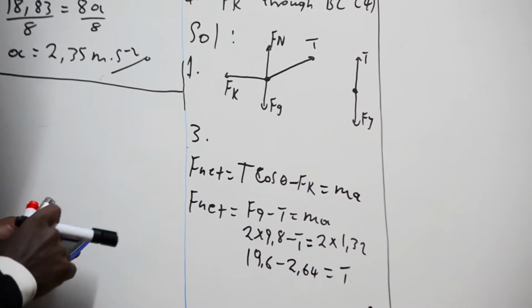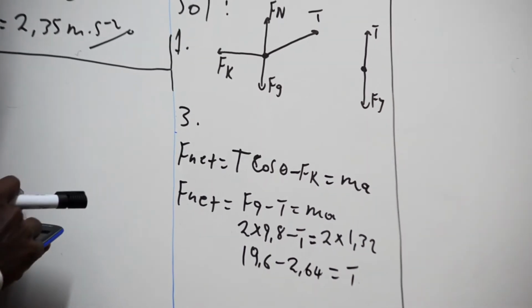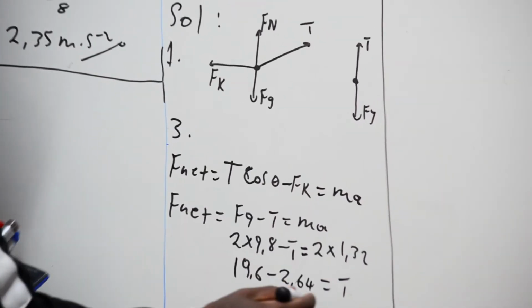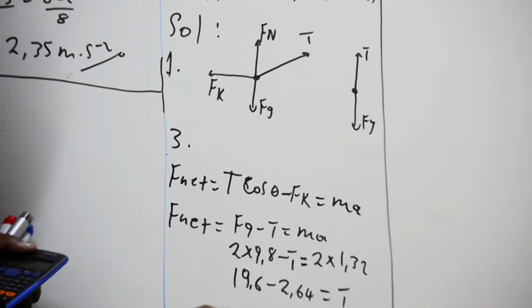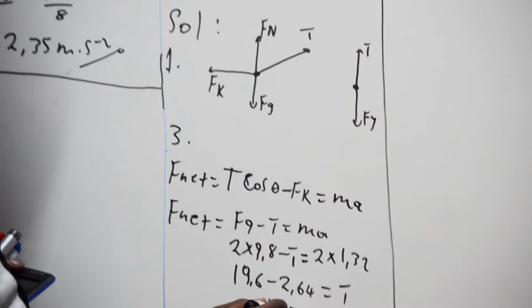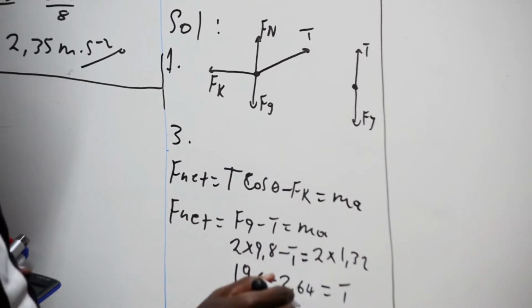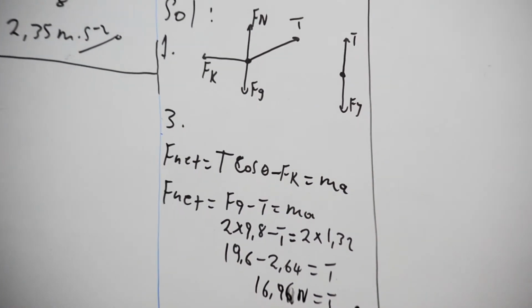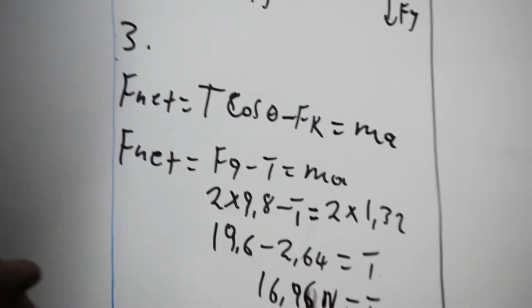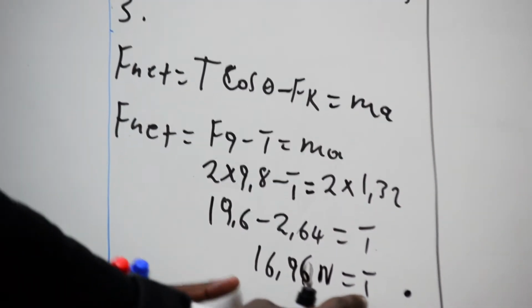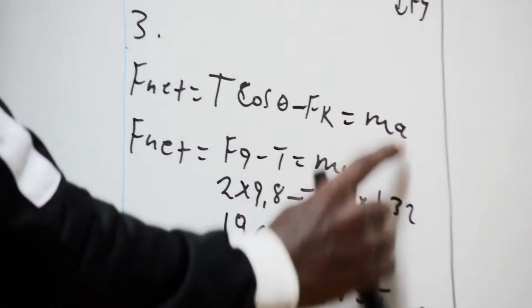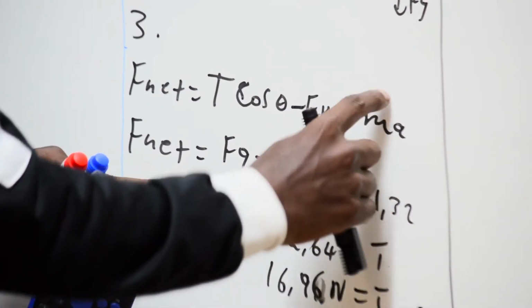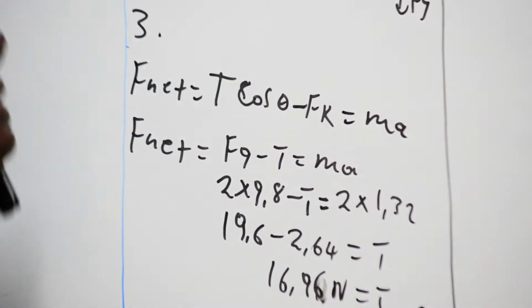So if I subtract now 19.6 minus that one, my tension becomes 16.96 Newton. 16.96 Newton. So I have tension now. So I have all the requirements. Now I can go back to this equation. I still have acceleration. I will find my T.